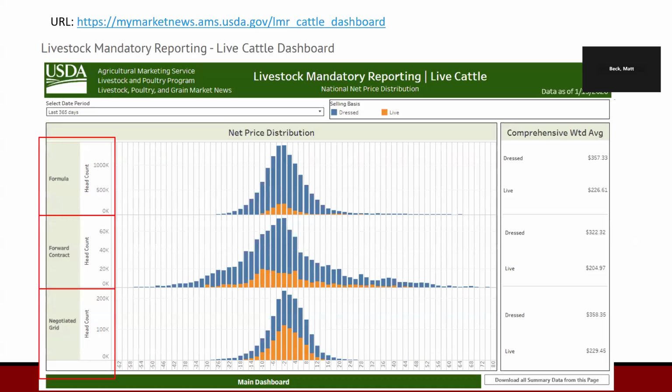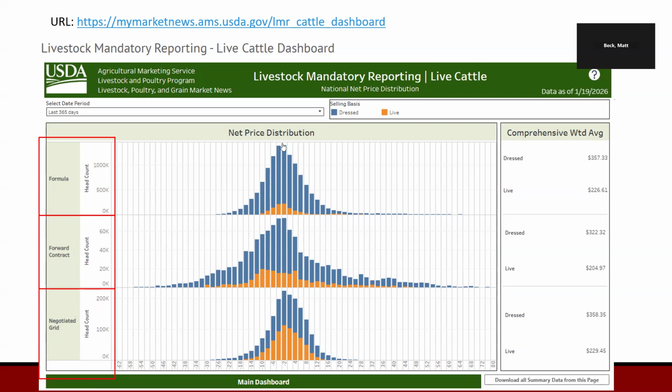This is from the USDA livestock mandatory reporting, price reporting. They have a live cattle dashboard, and this just shows you the distribution of cattle: the count and their prices. These are 3 different contract types: forward or formula, forward contract, and negotiated grid. This is from last week, I believe. What does that date say? 1/19. So this is from 3 days ago? Is that right? 2 days ago? No, 4 days ago. It doesn't matter.